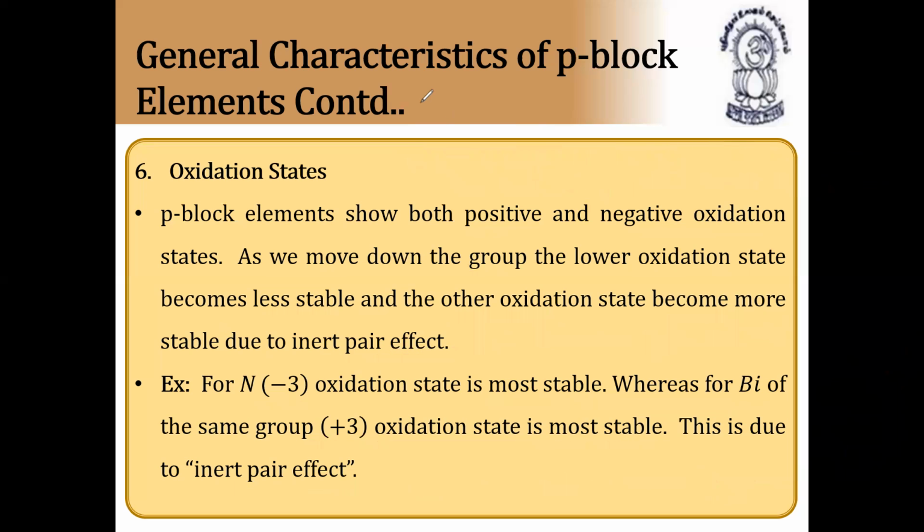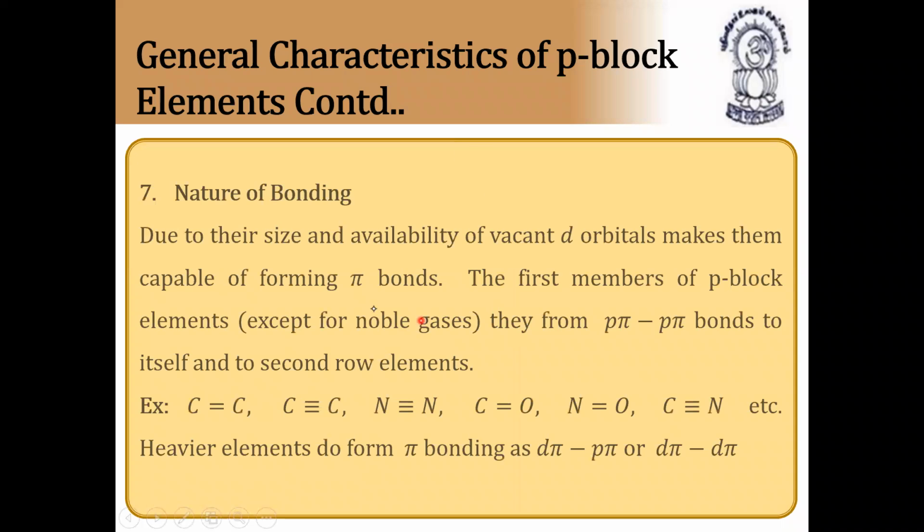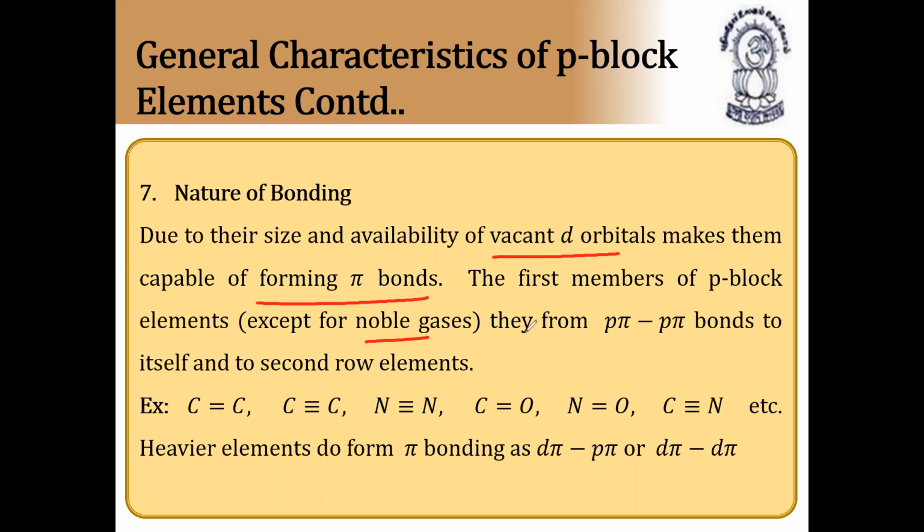So now we are going to start, after finishing all these basic points for the entire P block. Next, nature of bonding. Due to their size and availability of vacant d orbitals, they are capable of forming pi bonds. So the first members of p block elements, except for noble gases, form p pi bonds to themselves and to second row elements.